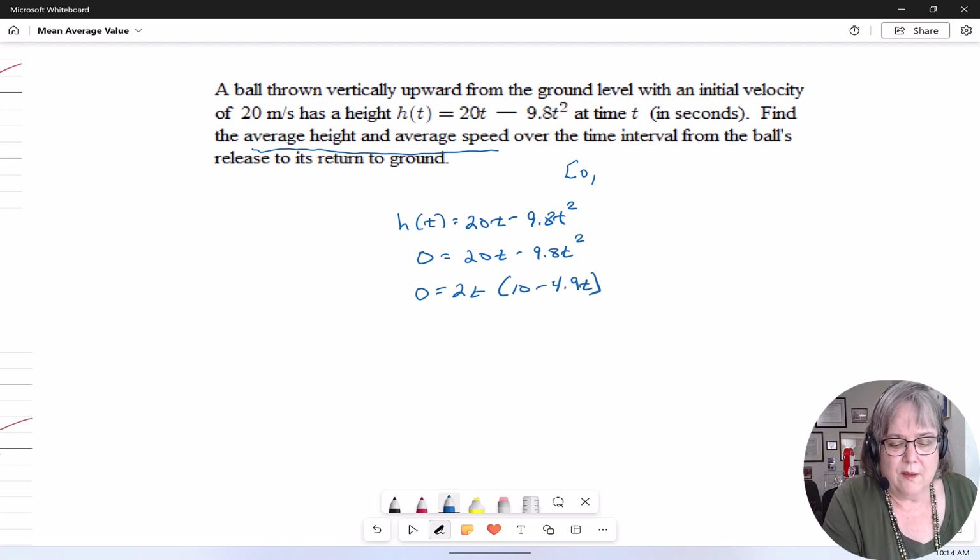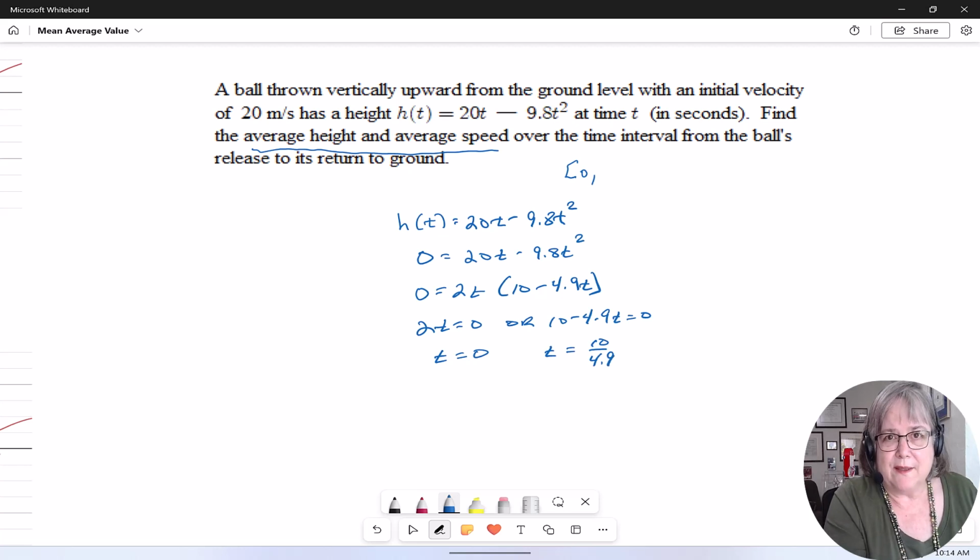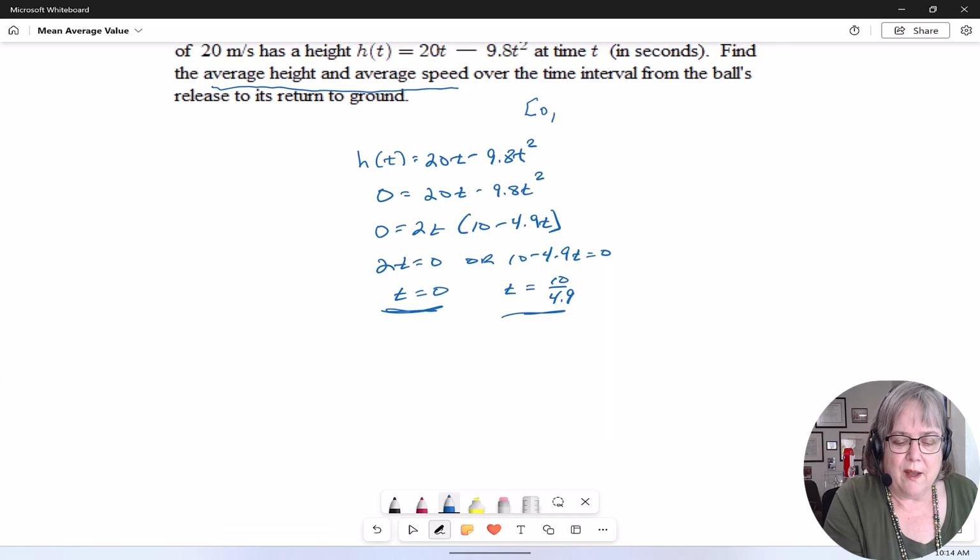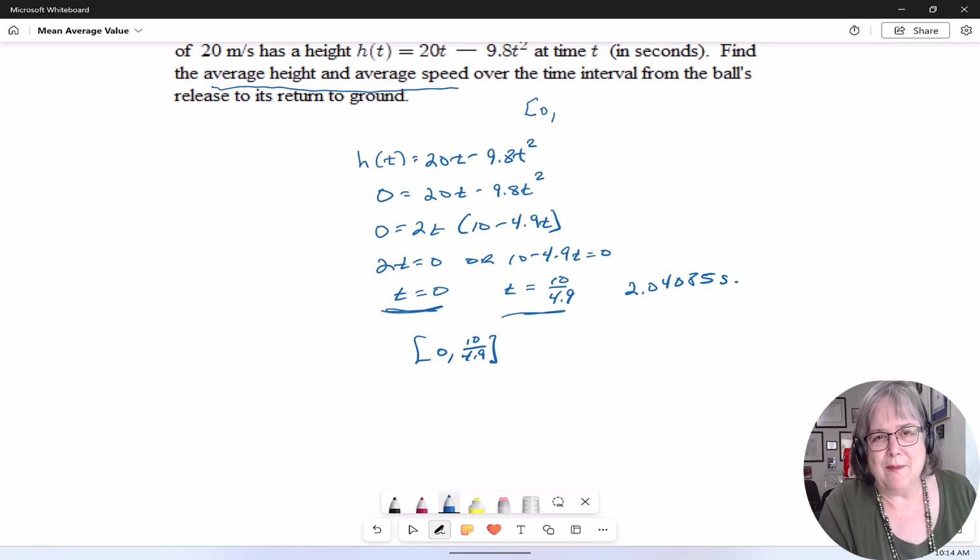So either 2t is equal to 0 or 10 minus 4.9t is equal to 0. So t is equal to 0. T is equal to 10 over 4.9 seconds. Right, now this one is when you start, and this is when you end. So what you're looking at is the interval 0 to 10 over 4.9. And like I said, I kind of like to know something that makes a little bit more sense to me. So this is 2.04085 seconds. I'm going to use 10 over 4.9 because that's an exact number.